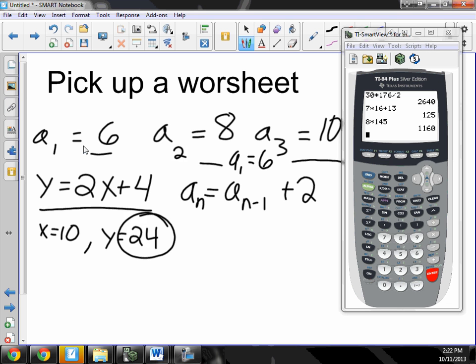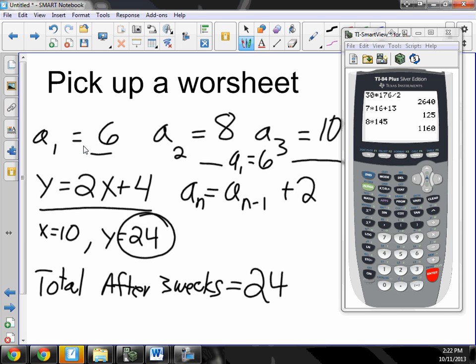What if I wanted to know the total amount? How much, what is the total after 3 weeks? How would I figure that out? 6 plus 8 is 14 plus 10 is 24. So the total amount after 3 weeks is 24. Now, of course, that's assuming that he didn't mow the lawn in week 0. But everything we're going to do today starts with a sub 1.